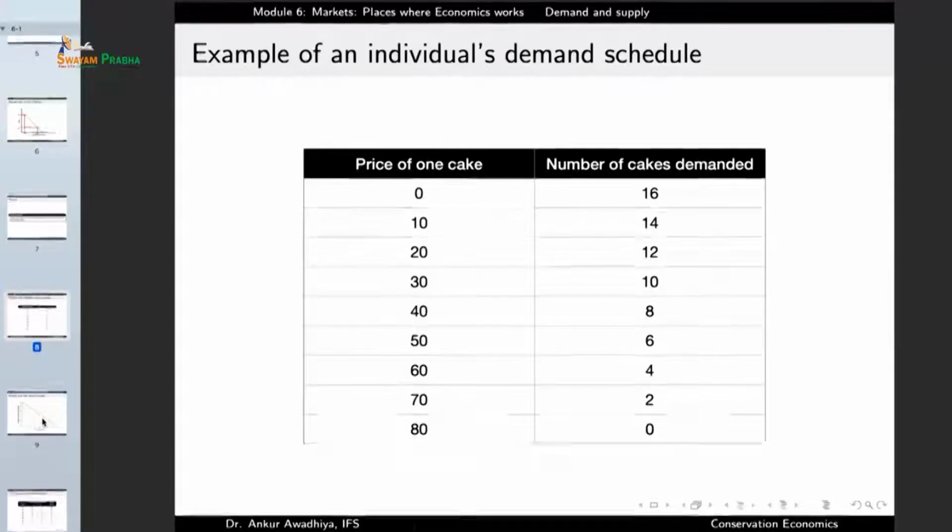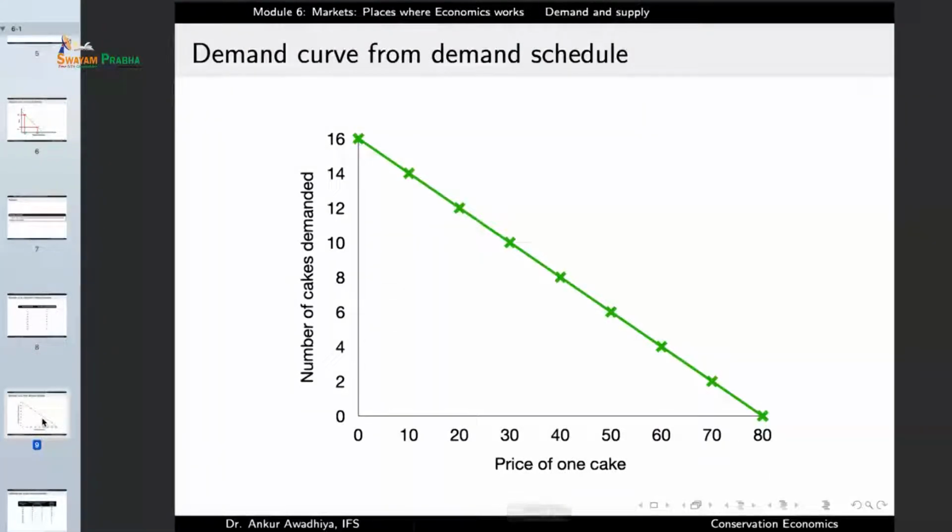And when we plot this demand schedule, we get a demand curve. So this demand curve is telling us here again, you have the price of the cake and the quantity that is demanded, and you see an inverse correlation. If the price is less, the quantity demanded is more. If the price is more, the quantity demanded is less.